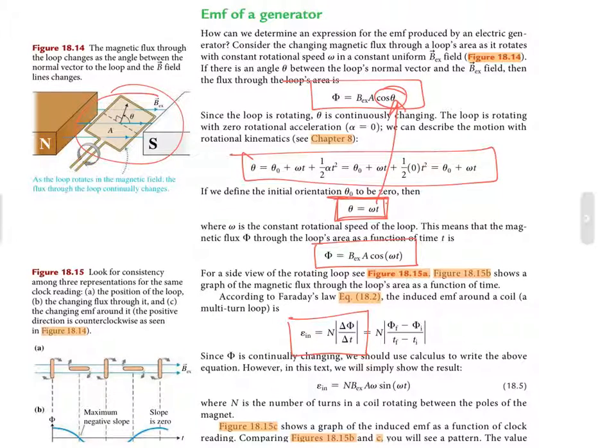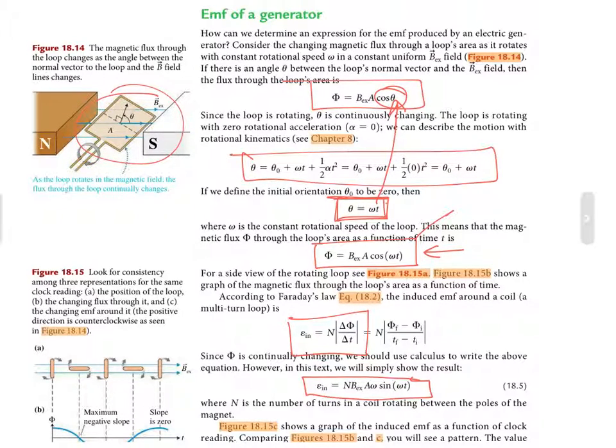Now it turns out the induced EMF in Faraday's law, we have to have the changing flux with time. So we have to take the derivative of this with time. That's a calculus term. If you're not taking calculus, that's okay. But in order to understand the derivation of this expression down here, you have to understand how to take the derivative of this expression right here.